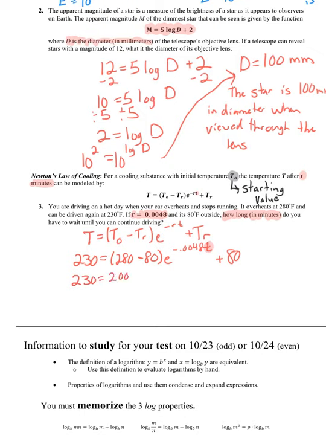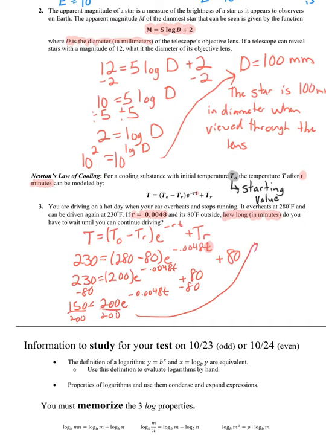I'm going to say this is 200 times e to the negative 0.0048t plus 80. We'll subtract 80 from both sides. We get 150 equals 200 times e to the negative 0.0048t. Divide both sides by 200 to get the base and exponent by itself. 150 divided by 200 is 0.75, or it could be 3/4. That's the same thing.